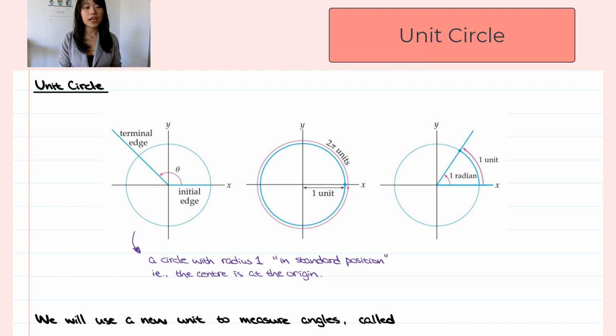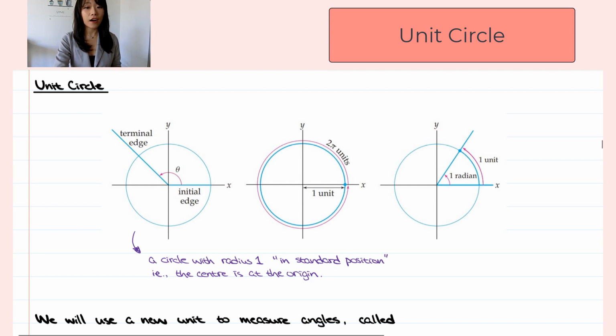In convention, the angle is defined as positive angle when we leave from the initial edge counterclockwise. So as shown in the first graph, this angle is a positive angle. And we could also have a negative angle, then we'll leave from the initial edge clockwise to the terminal edge. Then this angle will be a negative angle.